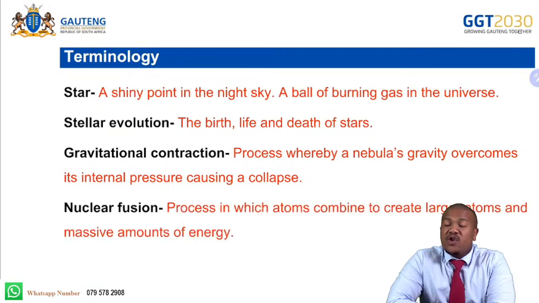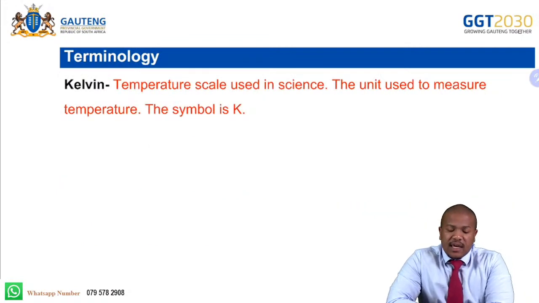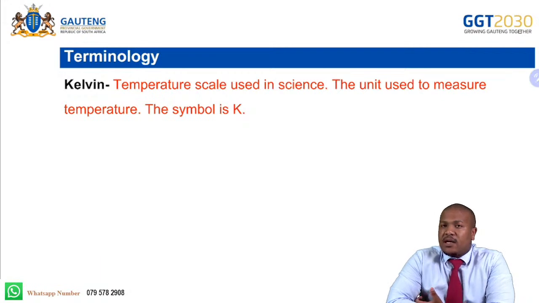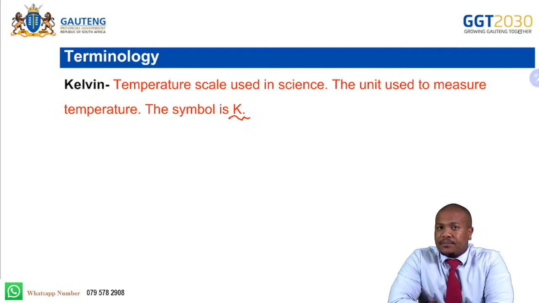We also have nuclear fusion, which is the process in which atoms combine to create larger atoms and massive amounts of energy. That's not only that. We also have Kelvin. Kelvin is the temperature scale used in science. It's simply the unit used to measure temperature, and the symbol for Kelvin is K.